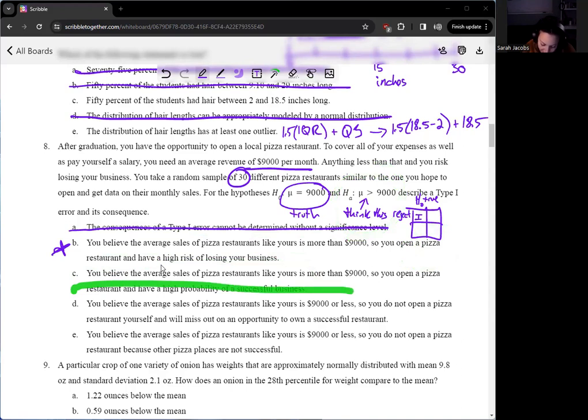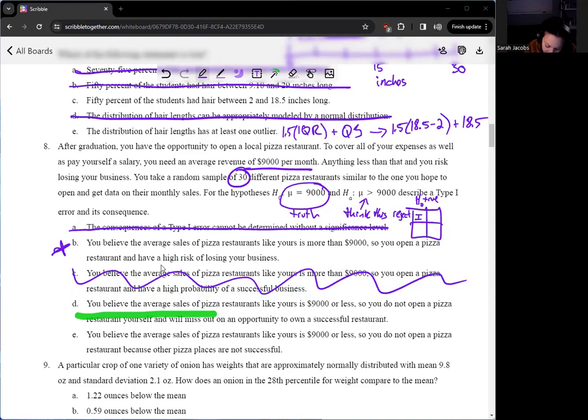Let's check C. You believe the average sales of a pizza restaurant like yours is more than 9,000. So you open a pizza restaurant and have a high probability of a successful business. So that wouldn't be a consequence. That wouldn't be an error.